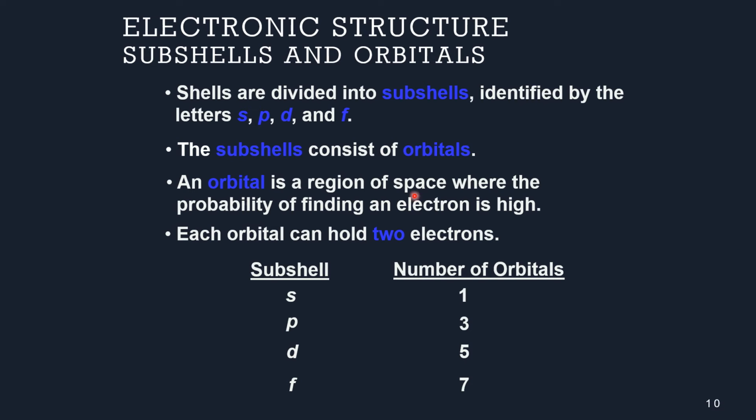All right, so let's look at this. So inside one shell, we have 4 subshells, S, P, D, and F. And inside each subshell, we have a certain number of orbitals. So in the S subshell, we have 1 orbital. In the P subshell, there are 3 orbitals. In the D subshell, there's 5. And in the F subshell, there are 7 orbitals. For the subshells, the energy increases as you go from S to F. So S is low energy, F is high energy.